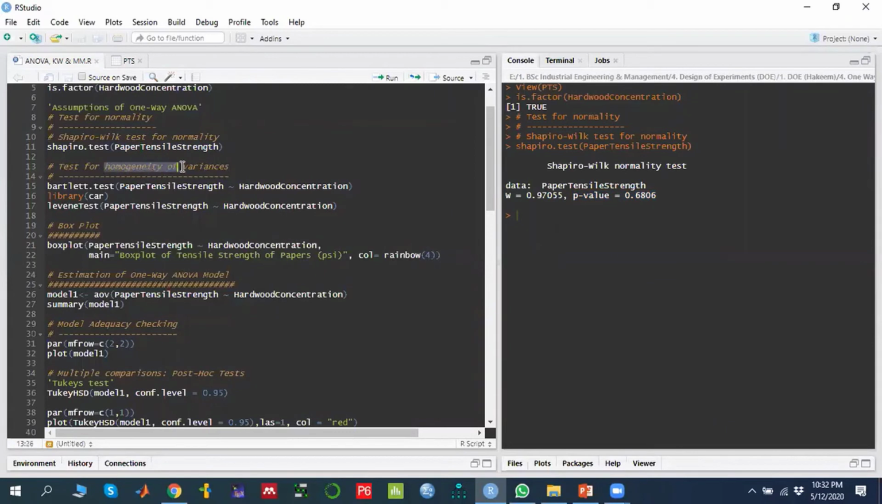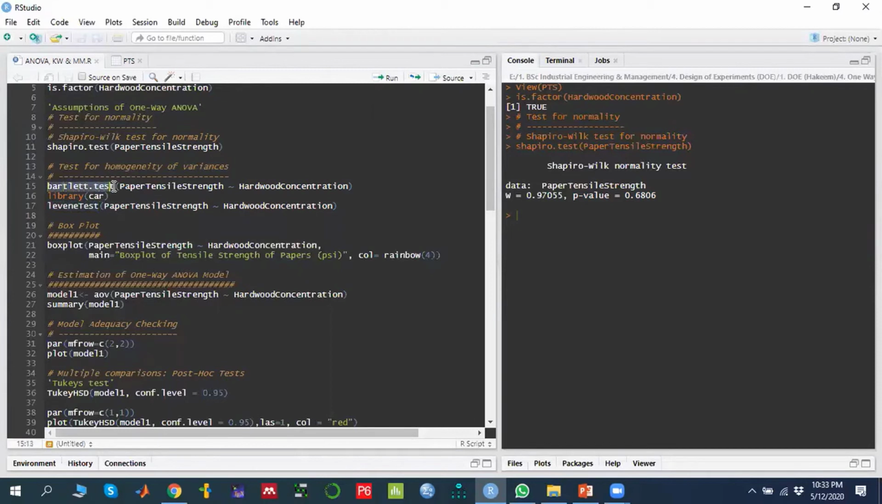The second assumption is the homogeneity of the variances. We need to check whether the variance between all four factors, or all four levels, is equal or not. If we take a 5% wood concentration, or a 10%, or a 15%, or a 20% wood concentration, is the variation in the paper strength equal or not? In order to do that, we have two kinds of tests which we discussed using Minitab in the previous videos. One is the Bartlett test, another is Levene's test.